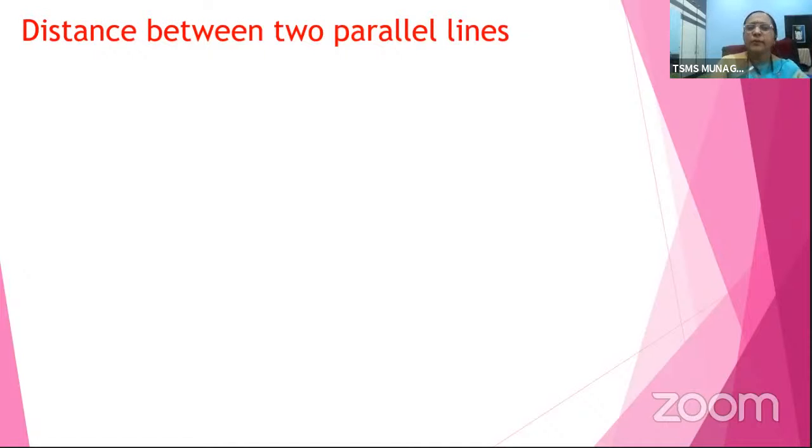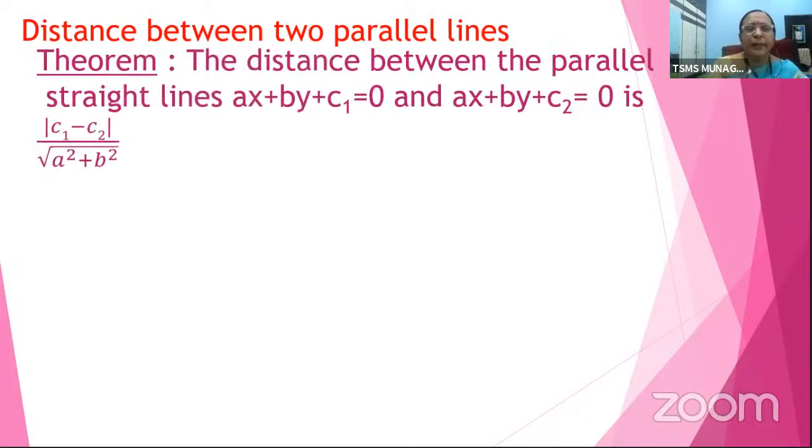Now let us go into the next topic, that is the distance between two parallel lines. How do you find the distance between two parallel lines? It is simply the perpendicular distance again. As we have discussed previously, parallel lines will only differ by their constants. Here you can see in the hypothesis, the lines are ax plus by plus c1 equal to 0 and ax plus by plus c2 equal to 0.